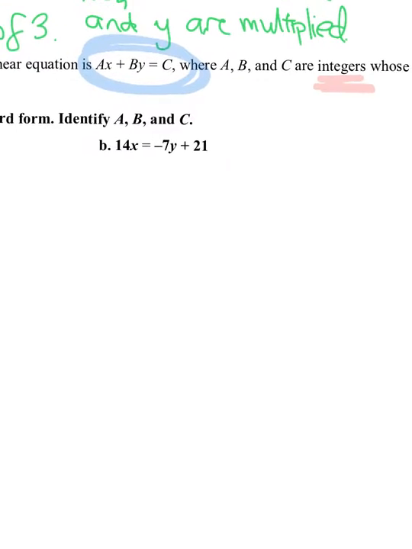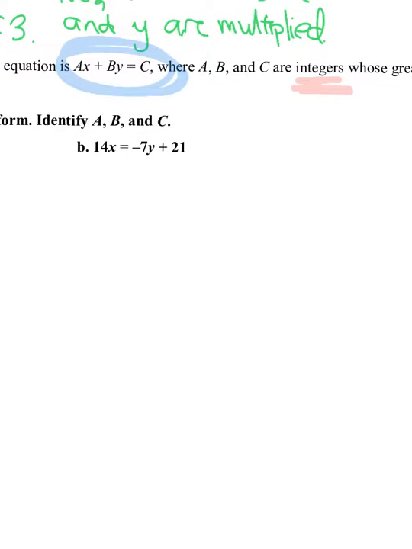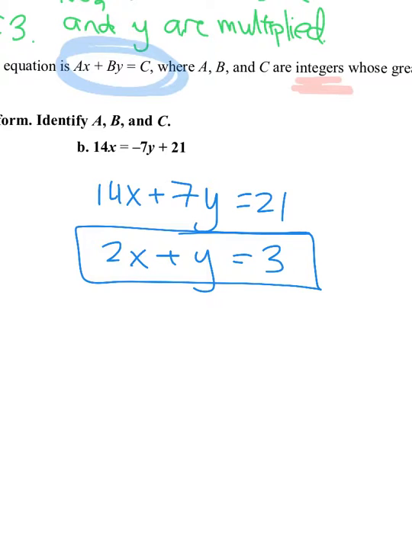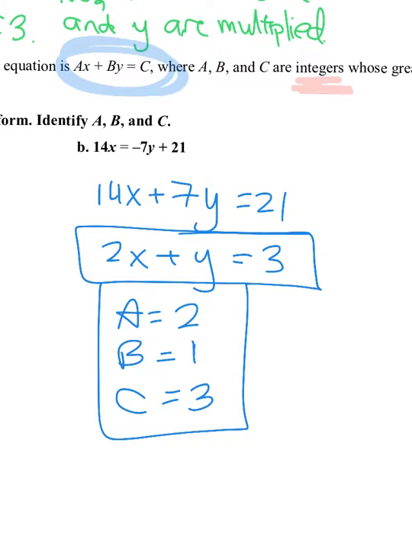Okay. For b, I'm going to add the 7y. And now I can go ahead and divide everything by 7 to simplify that down even more. And now this is the equation in standard form, where a is 2, b is 1, and c is 3. All right, and that is my final answer. Okay, let's go to the next page.